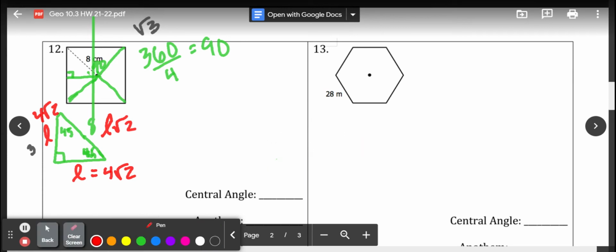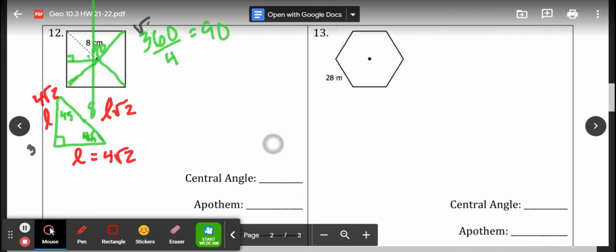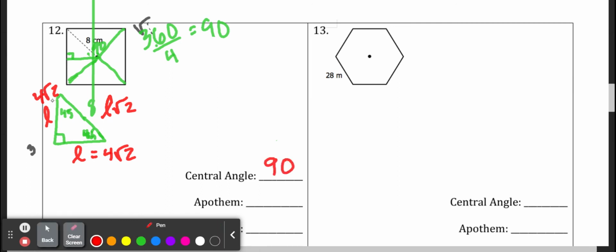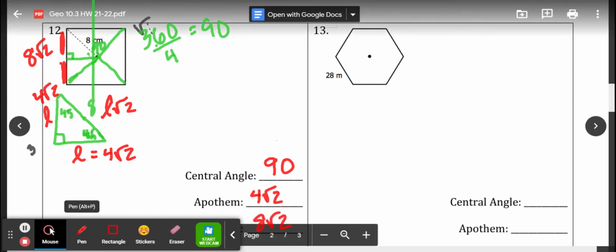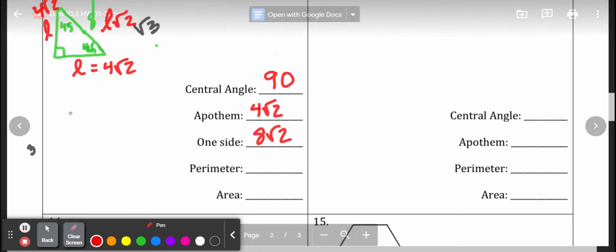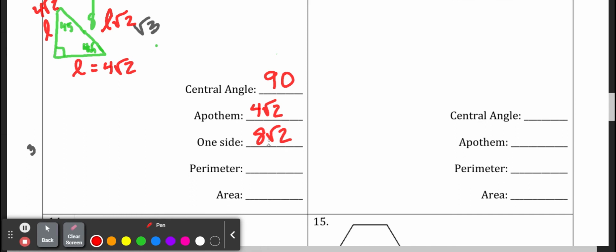So 4 rad 2 is our apothem. Our triangle we said was 90. Our apothem is actually going to be this piece right here, which is 4 rad 2. But this is only half our side. Remember, this piece right here is 4 rad 2, but we want to go the whole thing, so we got to double it. So that should be 8 rad 2. And then for the perimeter, it's four sides, so we're just going to do 8 rad 2 times 4. So 4 times 8 is, what, 32 rad 2?